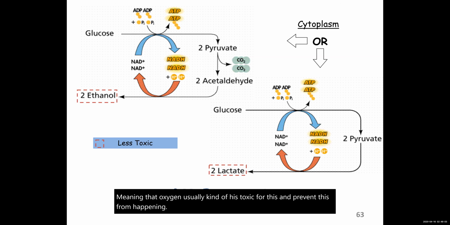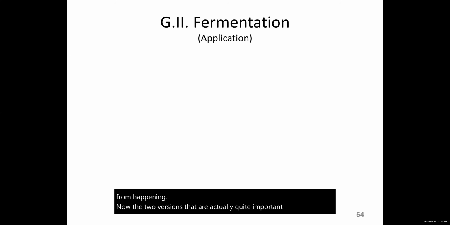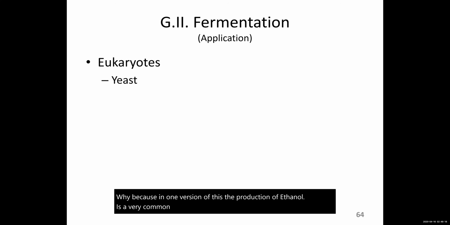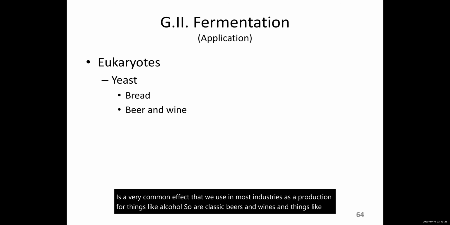The two versions that you know are also quite important industrially speaking. In one version, the production of ethanol is a very common effect that we use in most industries for things like alcohols, so our classic beers and wines. But organisms like yeasts can also produce gas through that fermentation, and this is what allows our breads to rise. So your classic sourdough bread comes from there too.